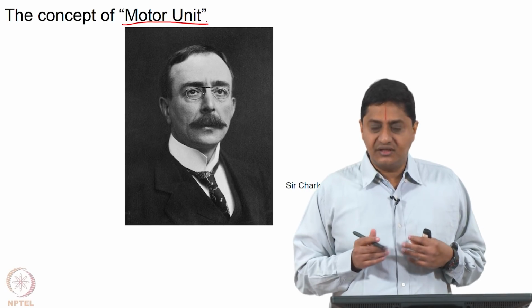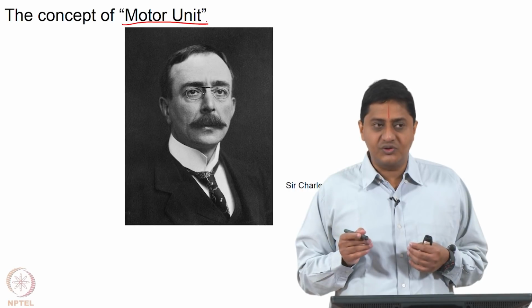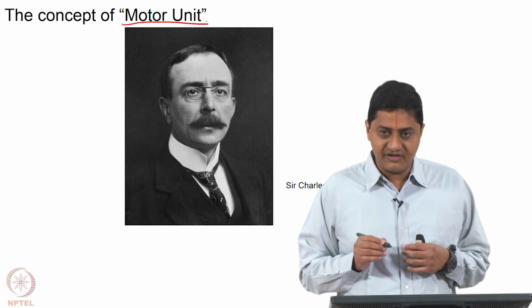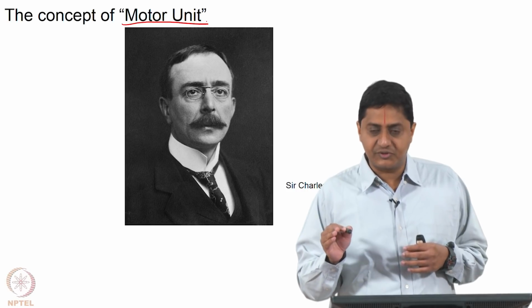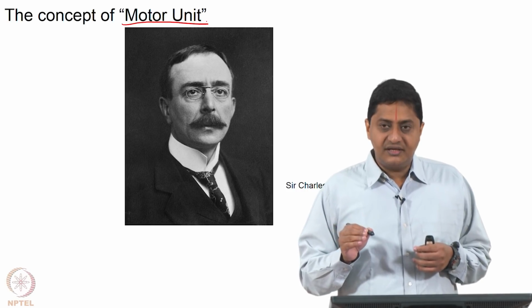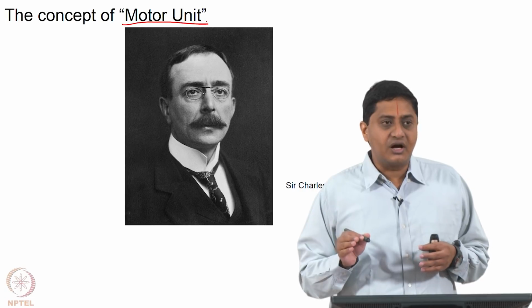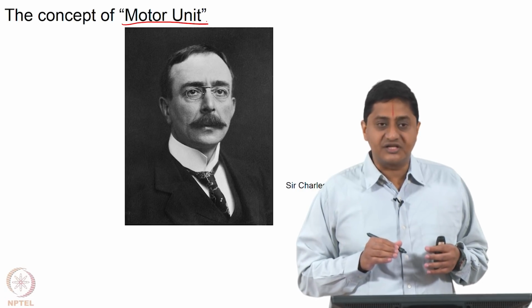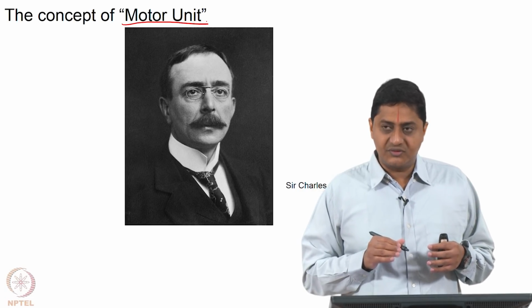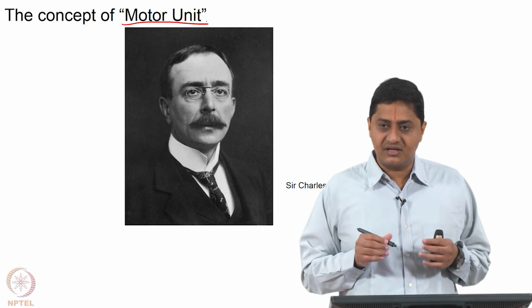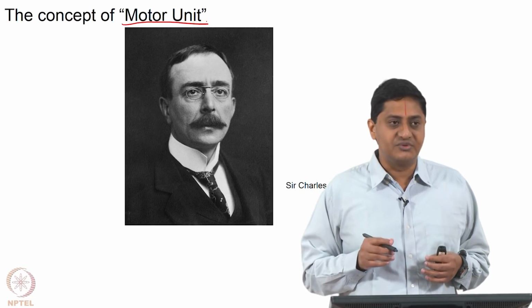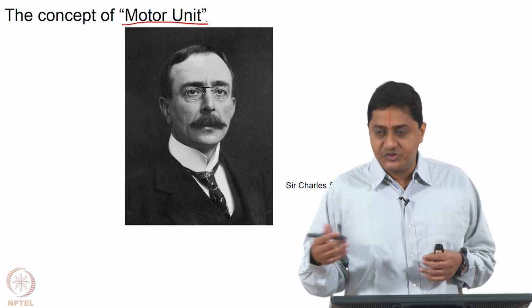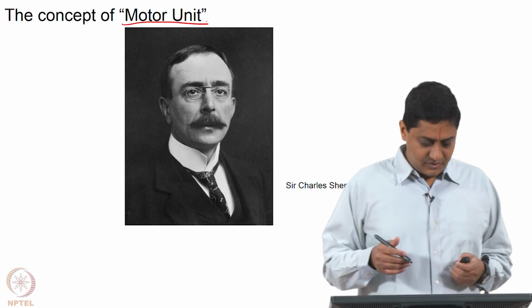It turns out that whenever this motor neuron reaches threshold and produces an action potential, it also causes contraction in all the muscle fibers attached to it. So, that means if this motor neuron is activated, if this motor neuron is firing, all the muscle fibers will ultimately produce force.